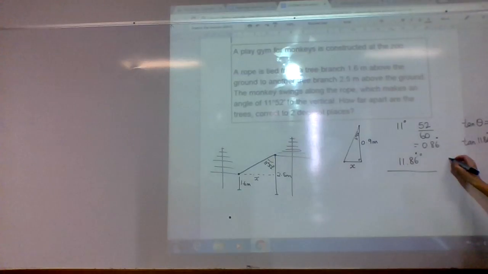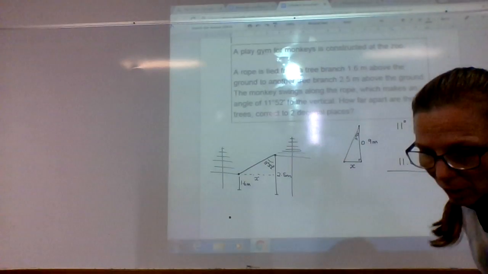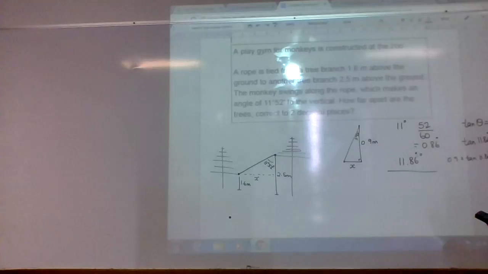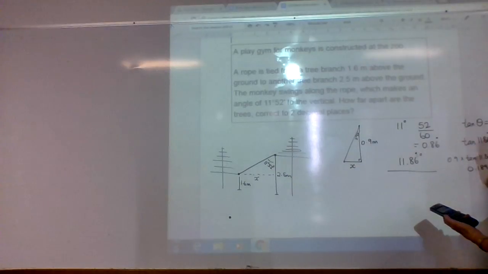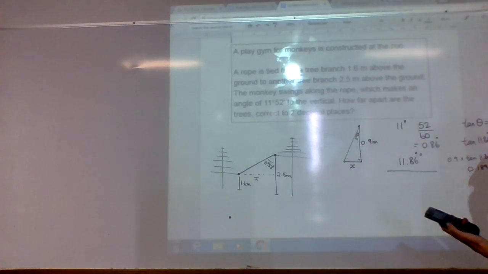Multiply both sides by 0.9. So 0.9 times tan 11.86 recurring equals x. Get that up on your calculator. So we're going to go 0.9 times tan 11.8, as many sixes as it will let, about 10 will do. And we get x is equal to 0.1891, etc. metres.